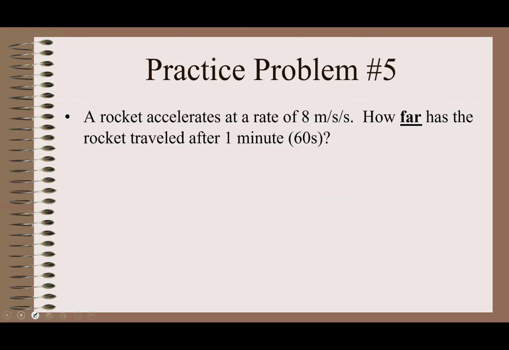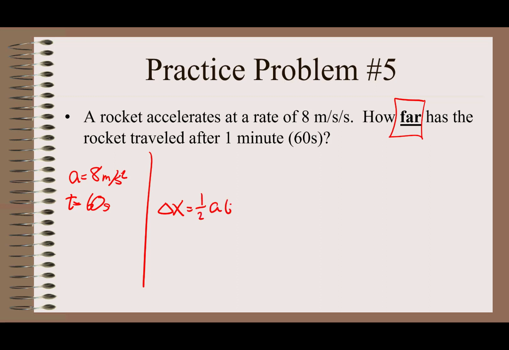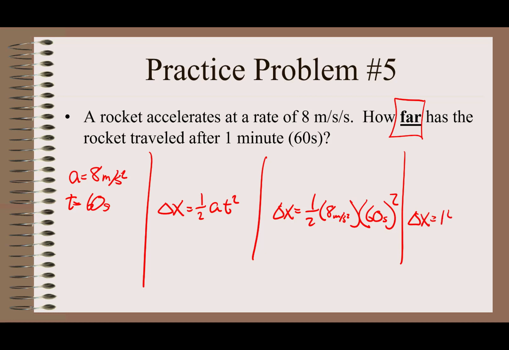Change it up a little bit more. Looks the same, but this time I'm asked to solve for how far. Go ahead and pause it, work through it. Here we go. 8 meters per second squared, time 60 seconds. Displacement, which is a how far, is 1/2 times a t squared. So 1/2 times the acceleration of 8 meters per second squared times 60 seconds squared. 14,400 meters.